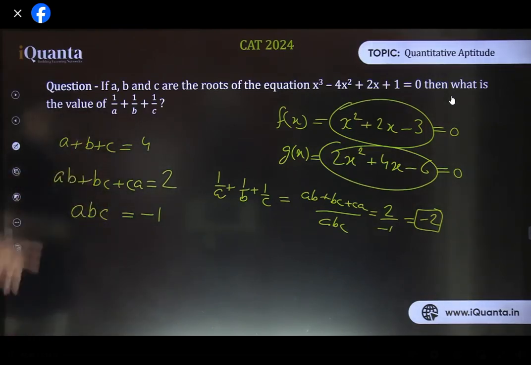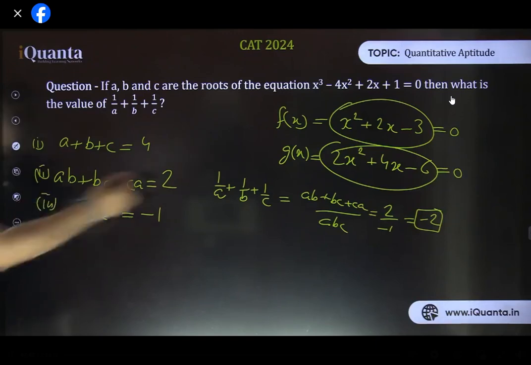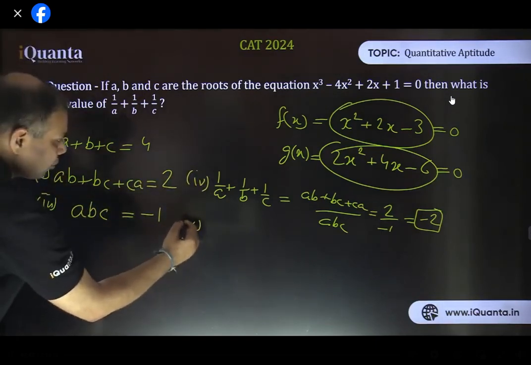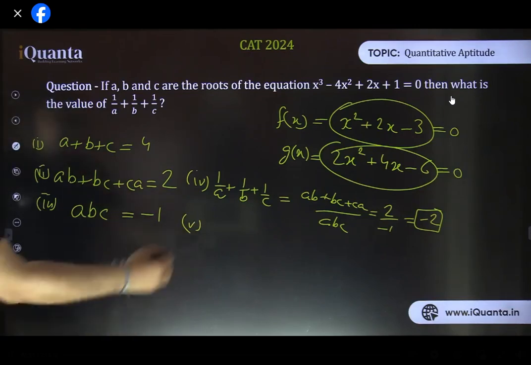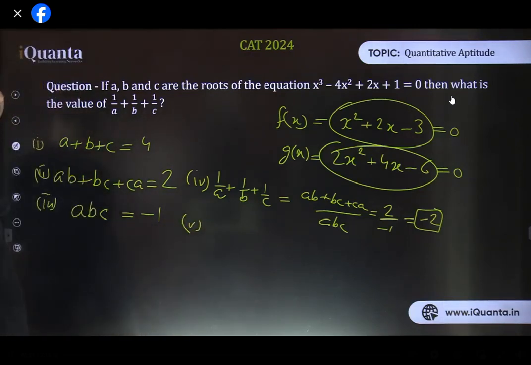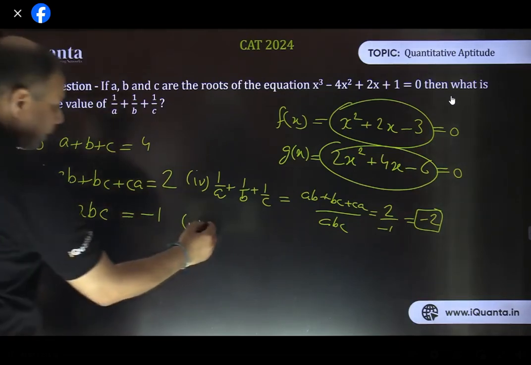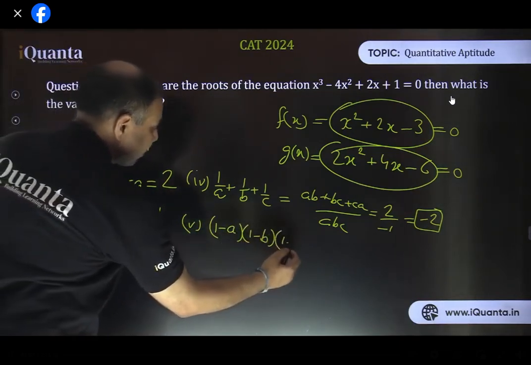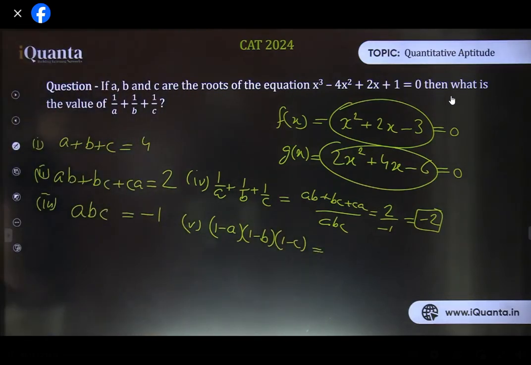Okay, before I move to the next question, tell me a few more values here. So this was the first thing, second, third, and this fourth one which we have found out. Okay, tell me one more thing. Can you tell me the value, let's say the fifth part, of 1 minus a into 1 minus b into 1 minus c. Please be careful and answer this one. Can you find out this value? 1 minus a into 1 minus b into 1 minus c. Please answer fast.